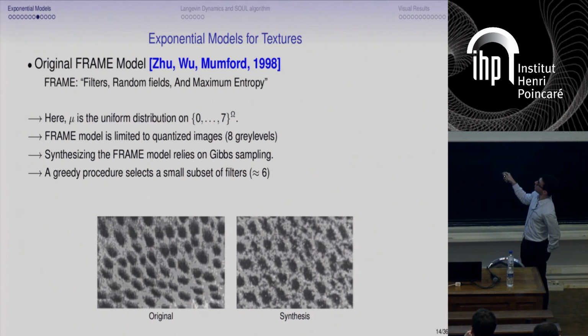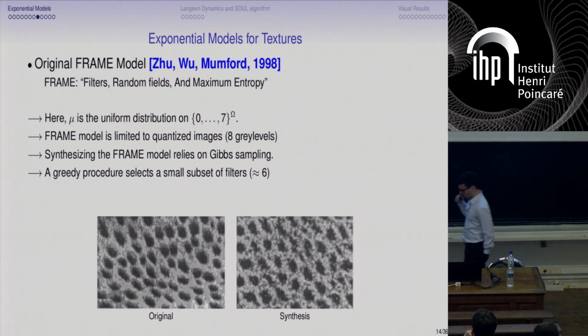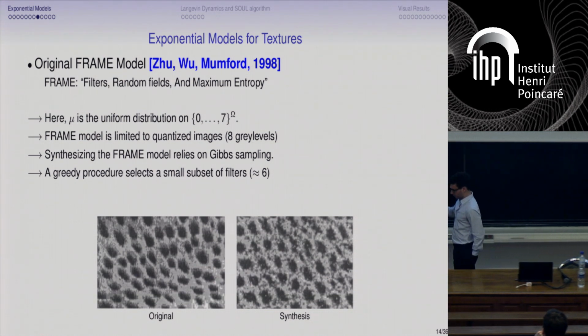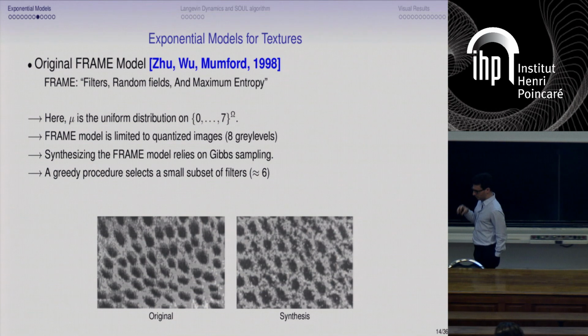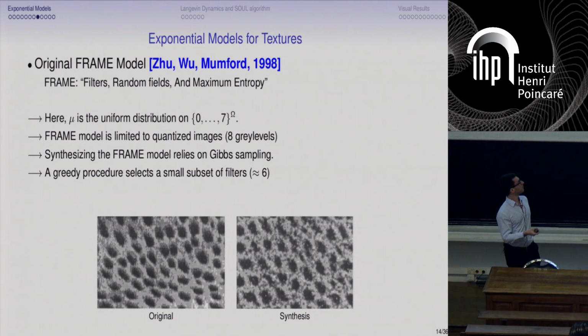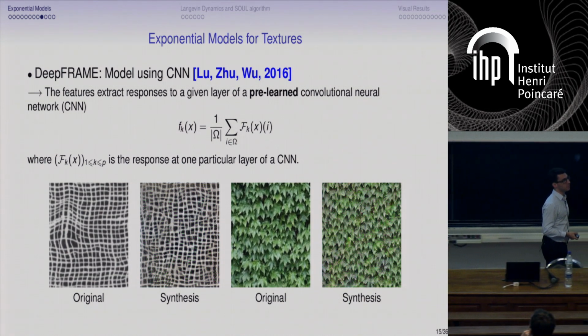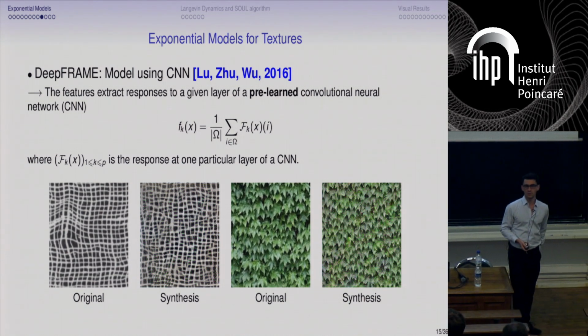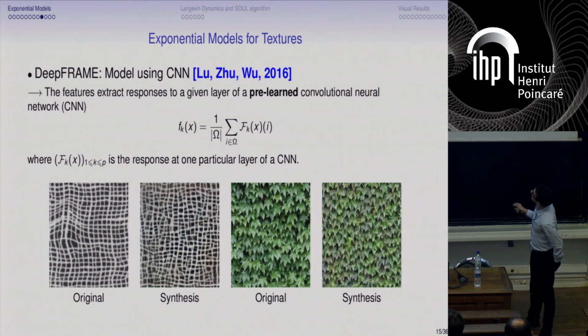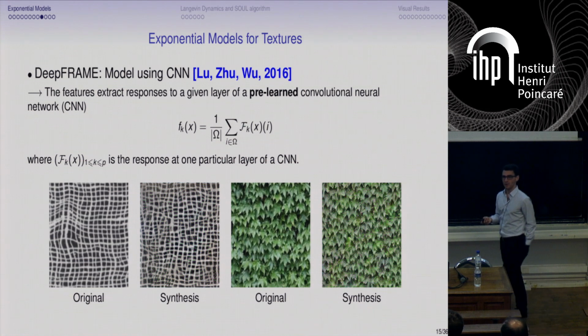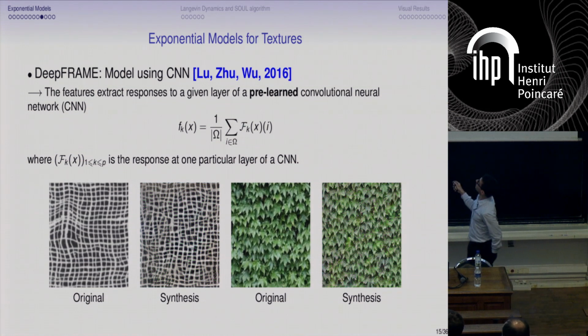So that's why they proposed a kind of recursive strategy to enrich the bank of filters. One paper that drew my attention a few years ago is the one by Lu, Zhu, and Wu. They proposed to use, again, first-order statistics computed on a neural network. So here, the F_k are the responses of the image to a neural network.